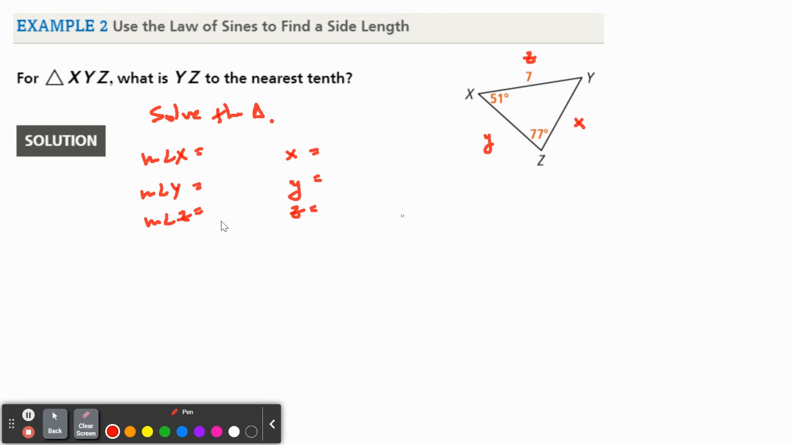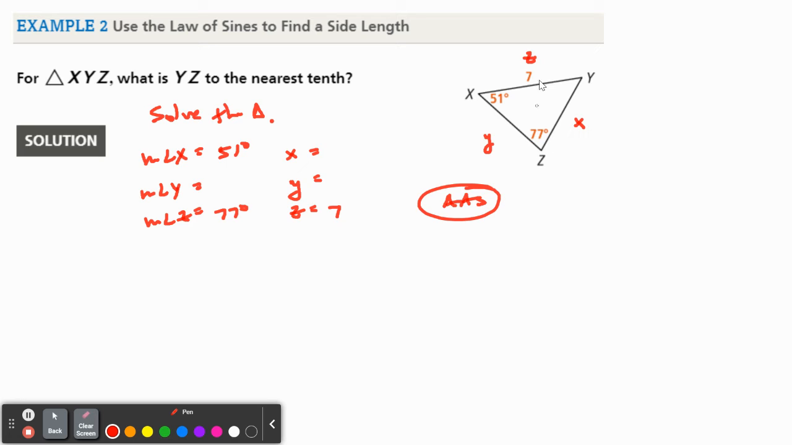So you already know some things, right? Angle X is 51 degrees. Angle Y we don't know. Angle Z is 77 degrees. And side Z is 7. All right, so this situation would be the angle side case, right? Angle side, angle Z and lowercase z is angle side. So this can be done using the law of sines.